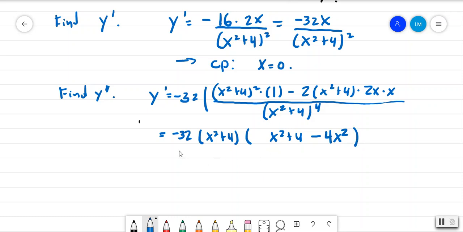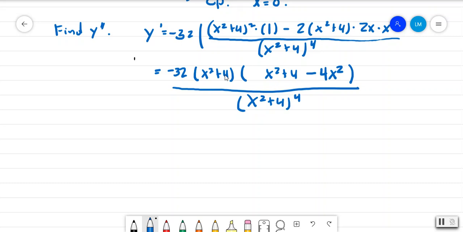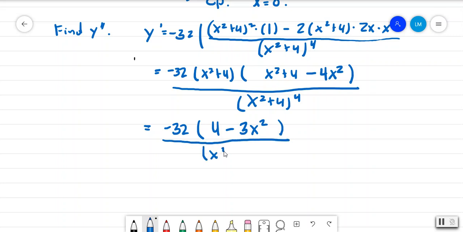And this is all divided by x squared plus 4 to the fourth power. Now, if we simplify it even further, we'll notice that a factor cancels out. So that tells us that we have negative 32 multiplied by 4 minus 3x squared, all divided by x squared plus 4 to the third power.